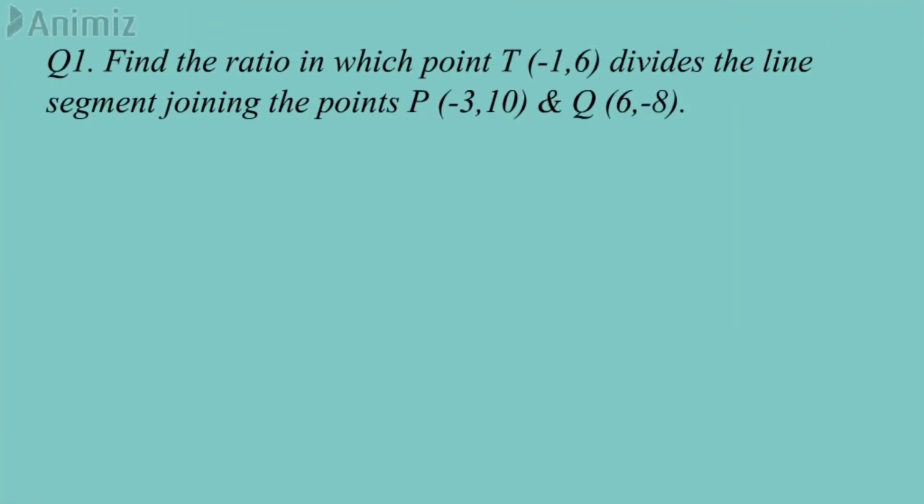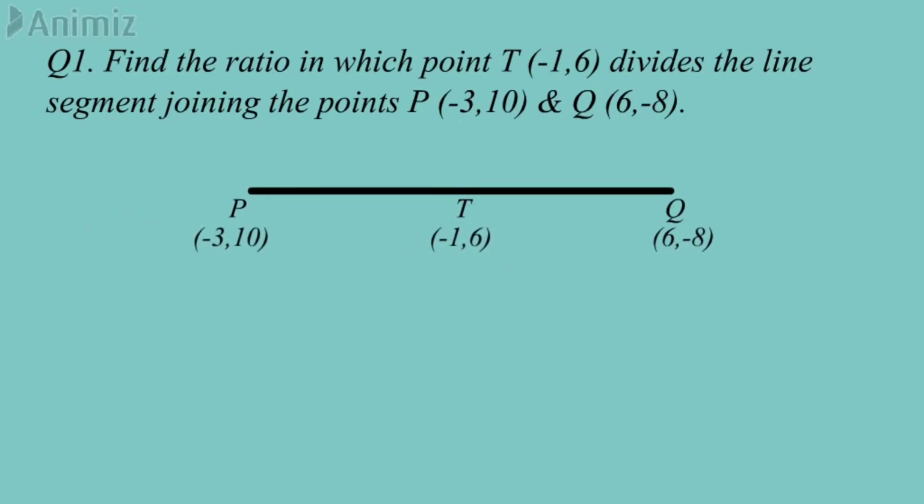Hello students, let's solve the sum. Find the ratio in which the coordinates of point T are -1, 6. This point T divides the line segment joining P whose coordinates are -3, 10 and Q 6, -8. For that, first draw the line, take the coordinates of the P and Q and T.